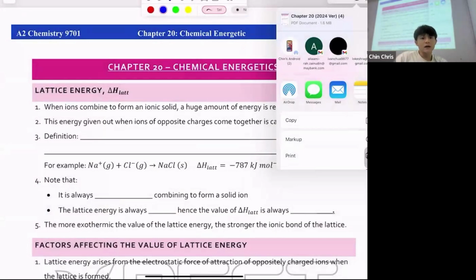Let's go. Let's look at chapter 20. Okay, so guys, for your info, this is when your honeymoon begins. Chapter 20, chapter 21 is a very, very honeymoon, very easy chapter.